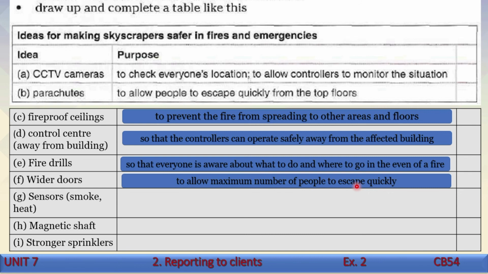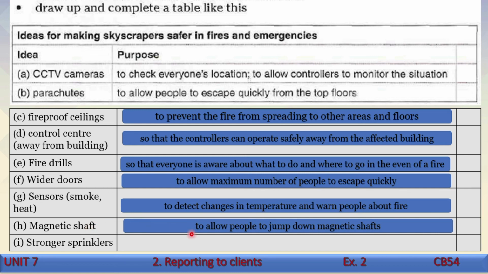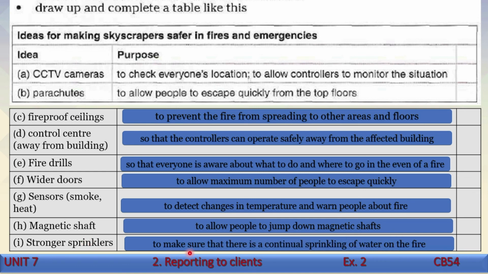And the next one we have sensors. Why do we have sensors? What's the purpose of having a sensor? To detect changes in temperature and warn people about fire. And then we have magnetic shaft, which is to allow people to jump down magnetic shafts. And the last one we have here, we have stronger sprinklers. Of course, this is to make sure that there is continual sprinkling of water on the fire.